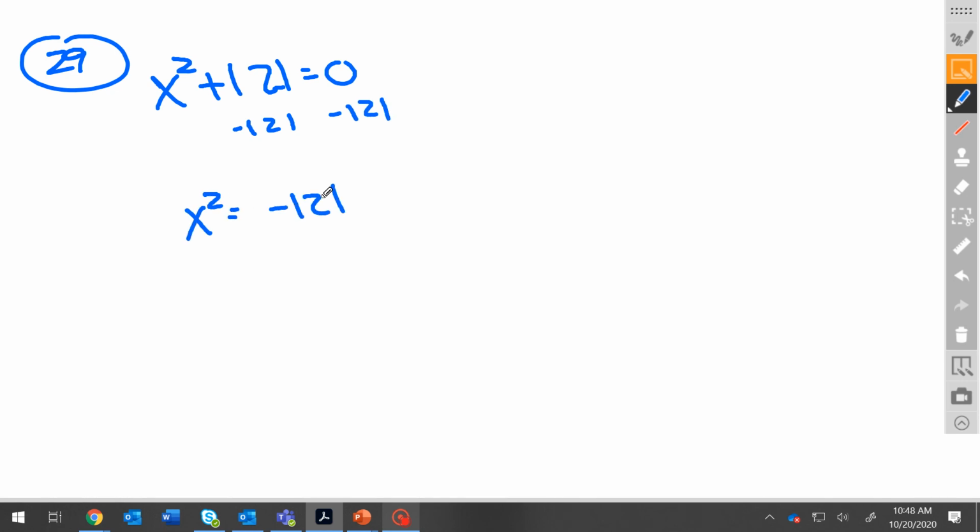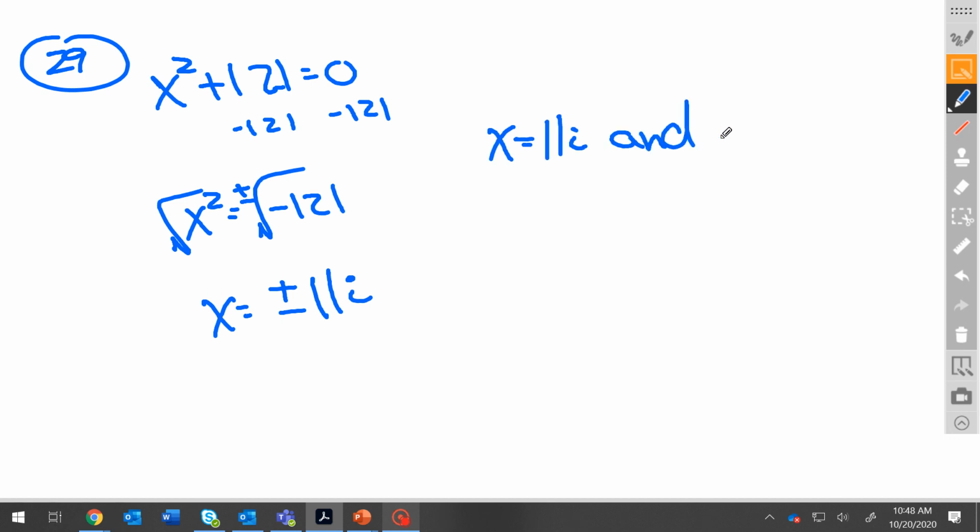(29) x squared plus 121 is equal to 0. Get the x squared by itself, so minus 121. x squared equals negative 121. Square root to get rid of the square, don't forget plus or minus. So x is equal to plus minus, square root of 121 is 11, and then the i because of the negative. So we got two solutions. x is equal to 11i, and x is equal to negative 11i.